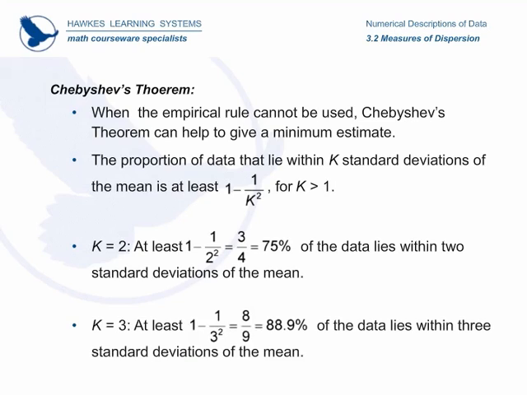If we choose a K of 3, we would see that at least 1 minus 1 divided by 3, which is represented by K, squared equals 8 divided by 9, which equals 88.9%. So that we know now that 88.9% of the data lies within 3 standard deviations of the mean.